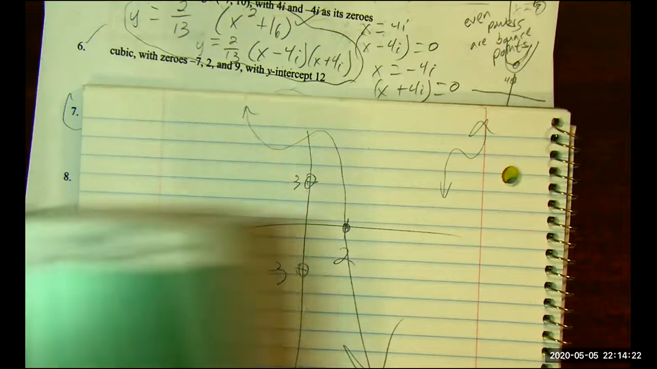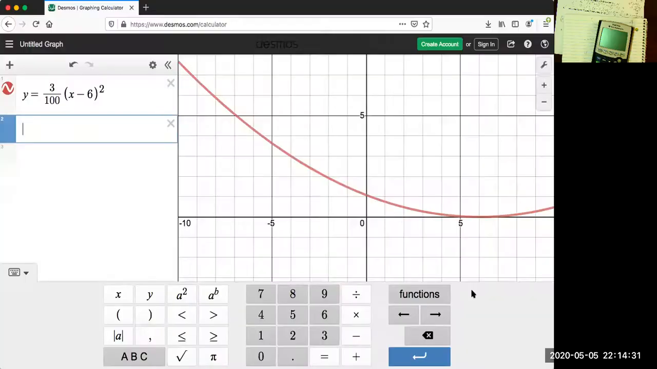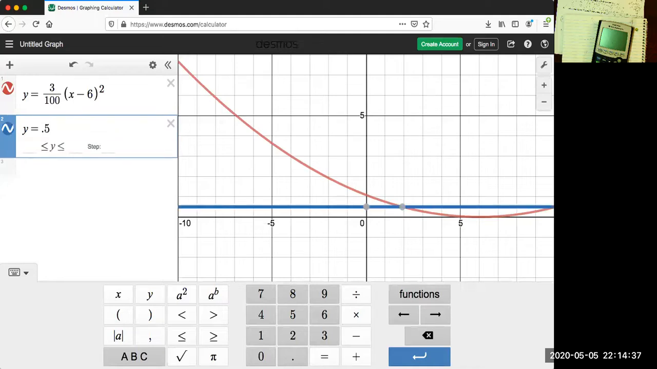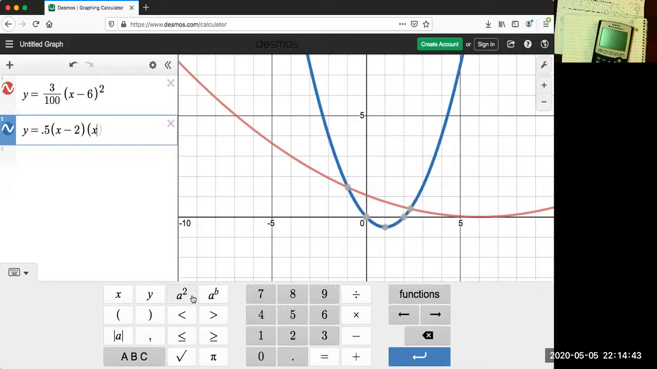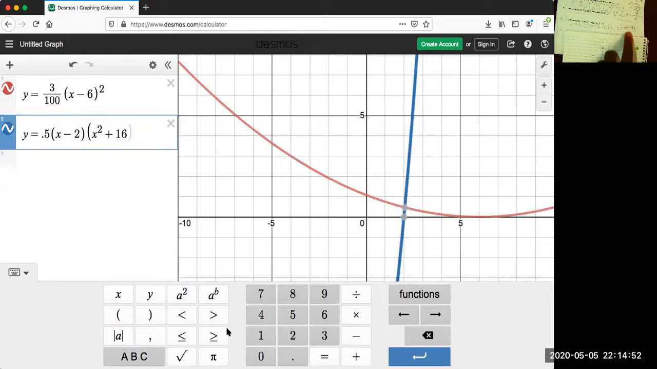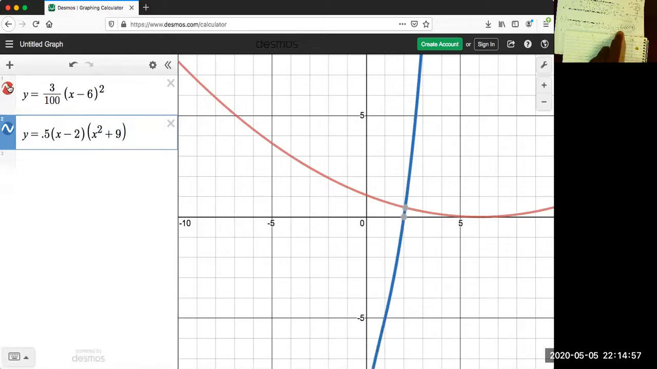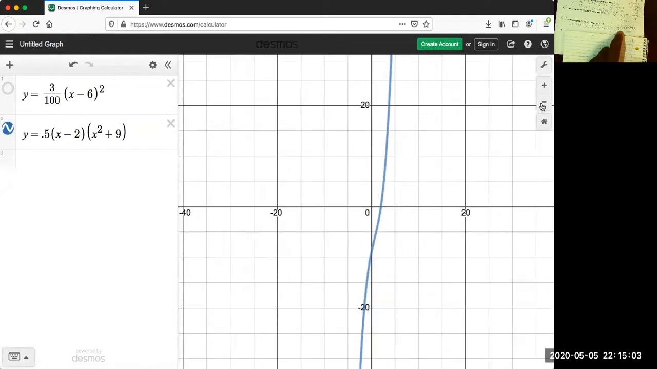So let me go ahead and graph this in my calculator, because again, my Desmos, oh, hooray. The little thingy stopped spinning, so let's go to Desmos. I only do Desmos, it's a lot easier and it looks nicer. y equals 0.5 times (x minus 2) times (x squared plus 9). Let me turn this one off. Okay, so let's zoom out and see what's going on here.